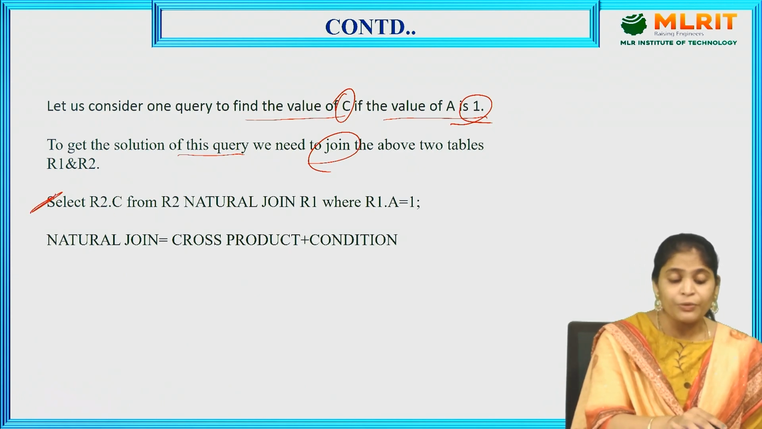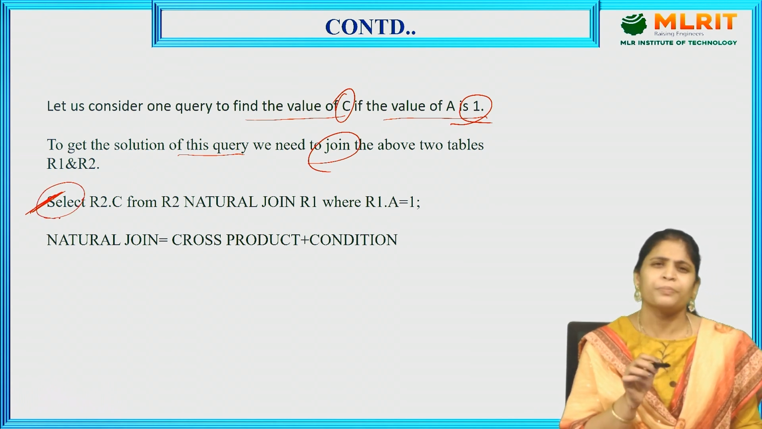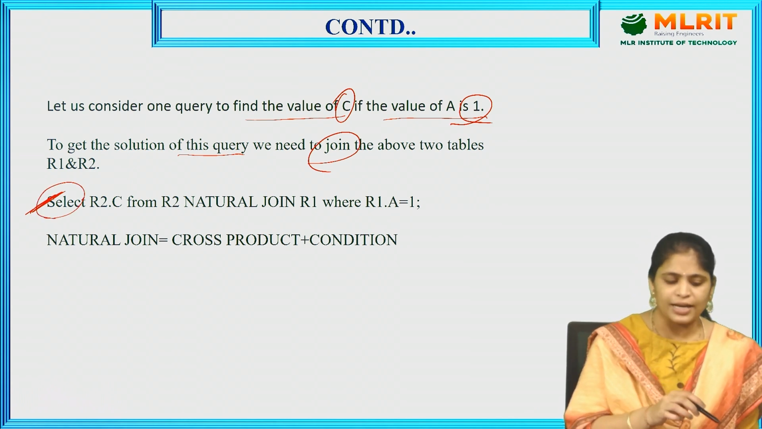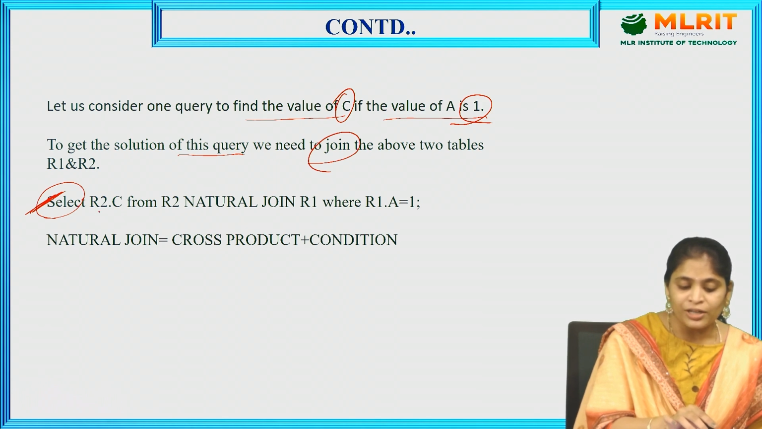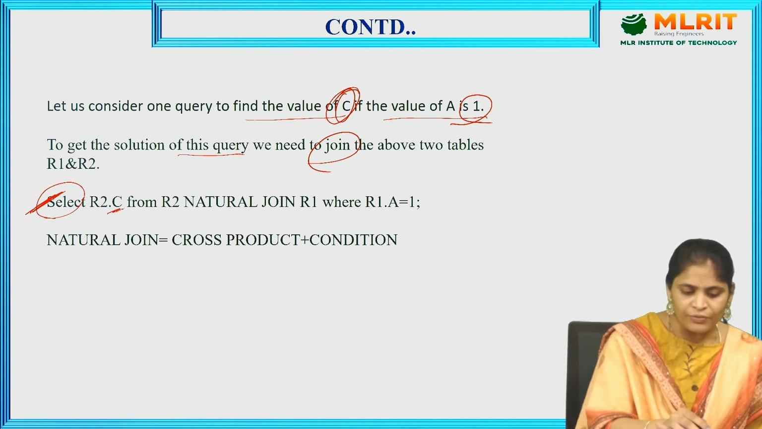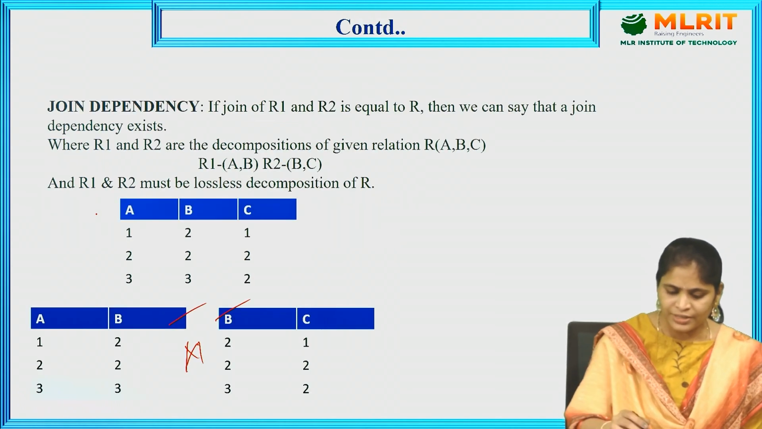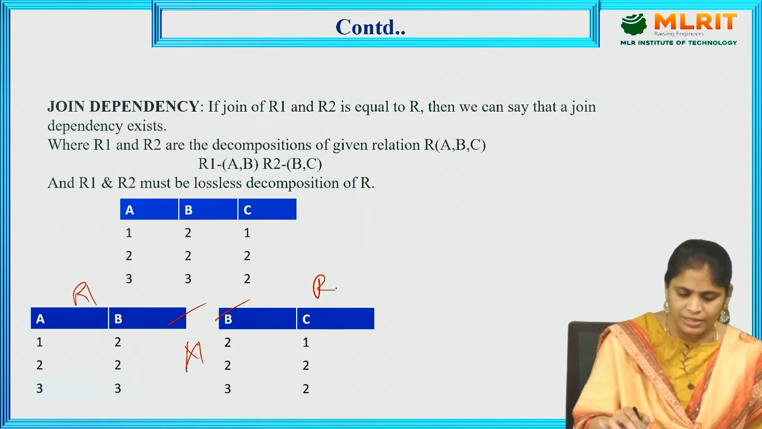And what is the query representation here? Select what I want. That will be represented using select. I want the C value when A is 1, so I select C, where C is available in R2. This is R1, this is R2.